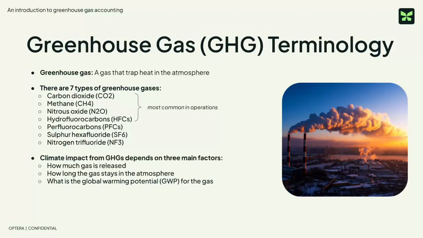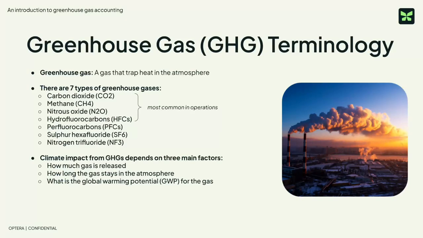To make sure we're all on the same page, let's define some key terms. Greenhouse gases are gases that trap heat in the atmosphere. The primary greenhouse gases are carbon dioxide, that's CO2, methane, that's CH4, and nitrous oxide, N2O. While you may hear people refer to carbon accounting or cutting carbon emissions, it's important to note that carbon dioxide is not the only greenhouse gas. There are many other greenhouse gases.